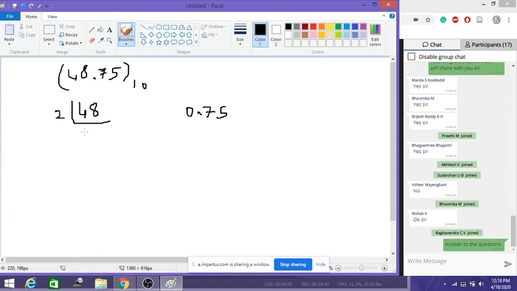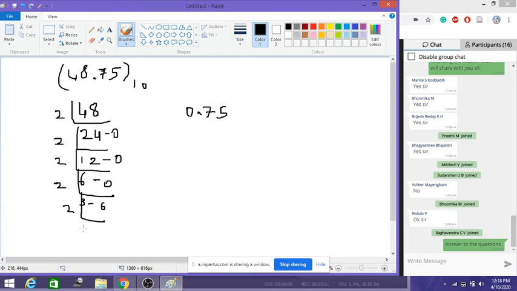So now first let us find the binary number of this 48. It's the same way how we did in the previous example. So 2 2s are 4, 2 4s are 8, so remainder is 0 here. So then 2 1s are 2, and 2 2s are 4, remainder is 0, and 2 6s are 12, remainder is 0, and 2 3s are 6, remainder is 0.